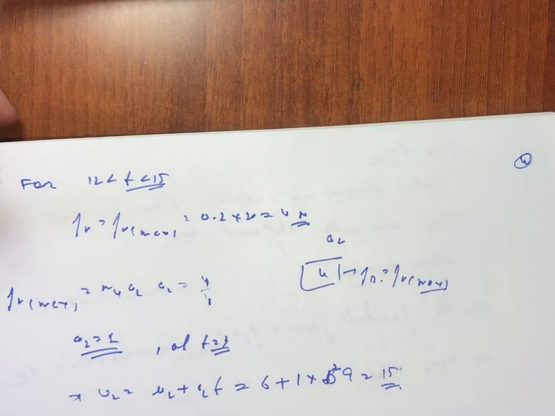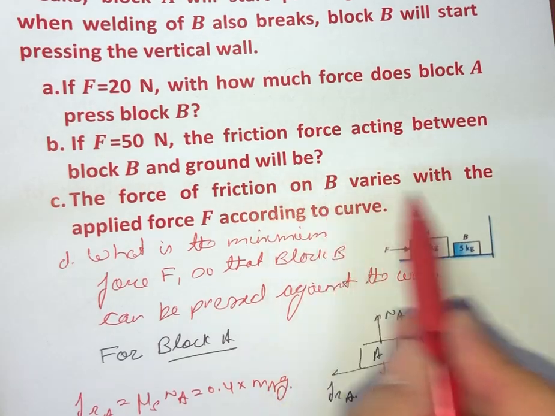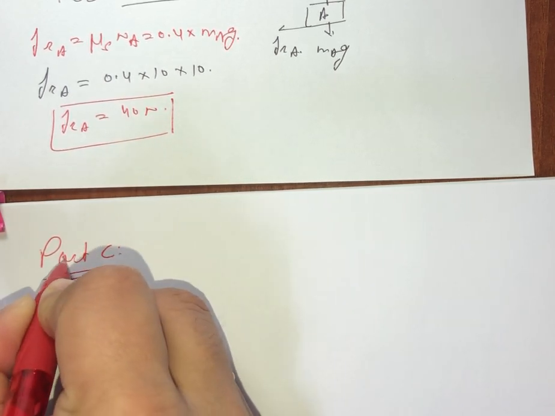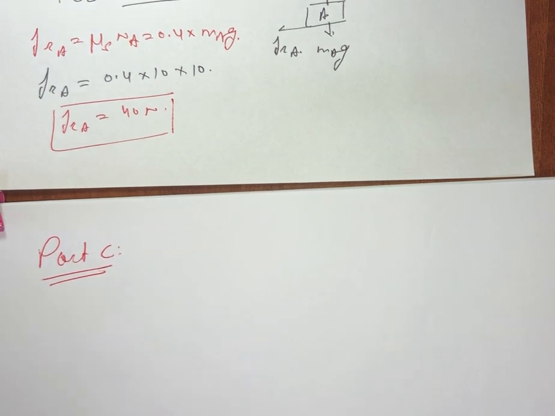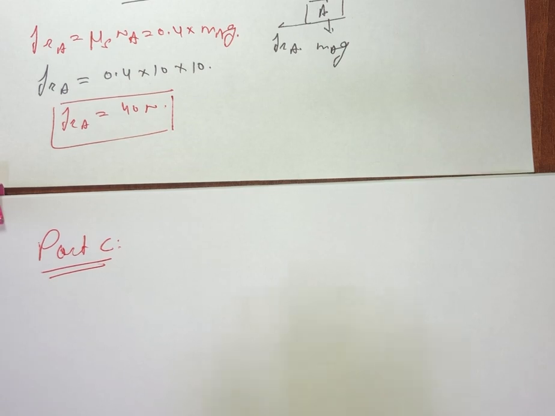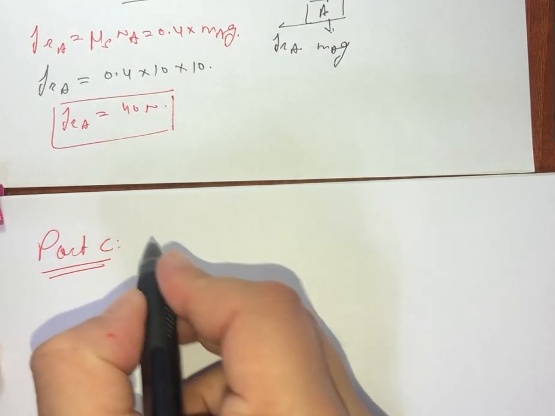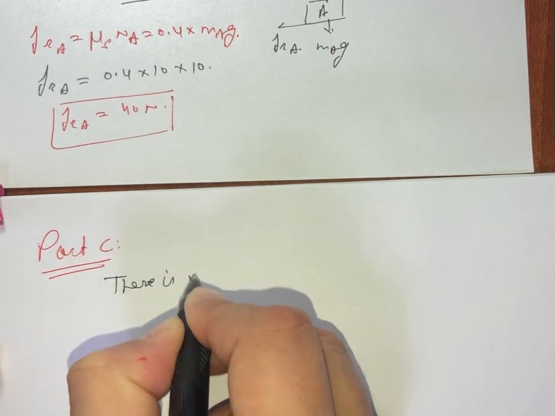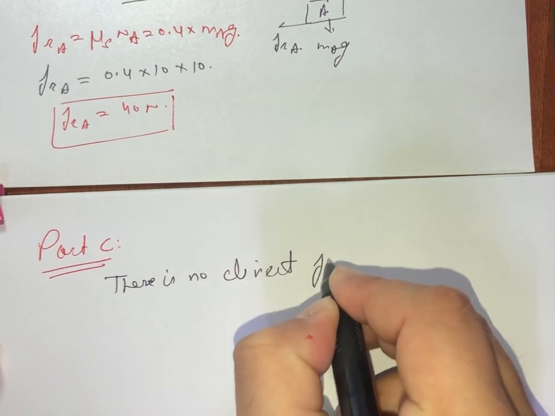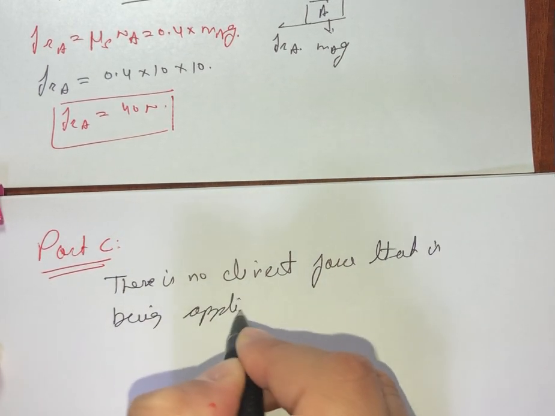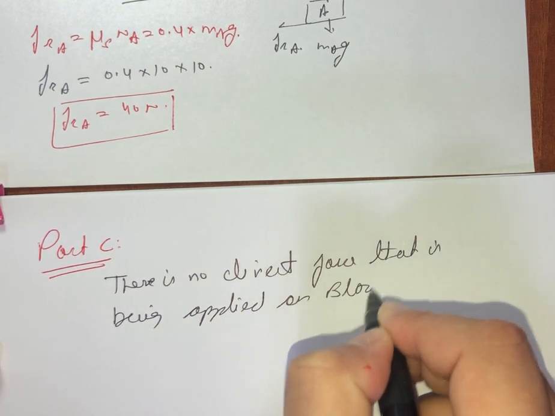Now let us do part C. We have to plot how the force of friction on B varies with applied force according to the curve. So we have to draw the graph for part C. Now there is no direct force that is being applied on block B.